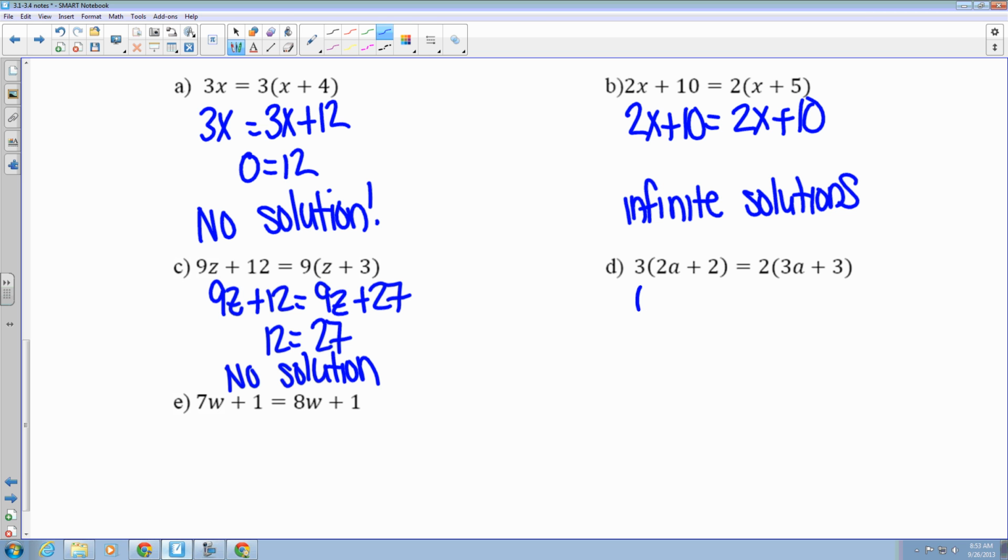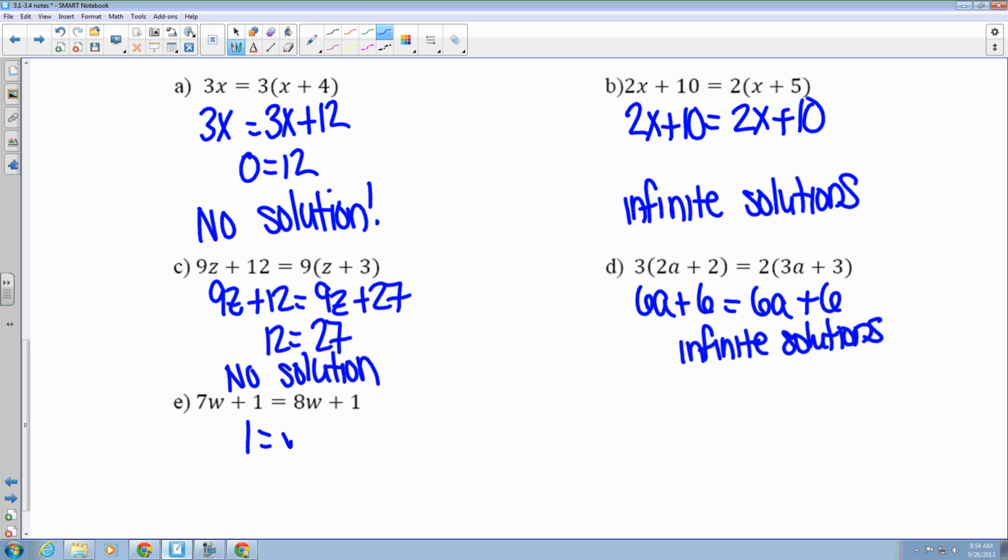Okay, let's distribute on D. 6a plus 6 equals 6a plus 6. That's infinite. And E, we're not sure what that is yet, so we're going to get the w's on the same side. So we're going to subtract the 7w and subtract the 1. W is 0. Now, because W is 0, that doesn't mean it's no solution. That just means that our solution is 0. And that is the last section of our packet for sections 1 through 4.